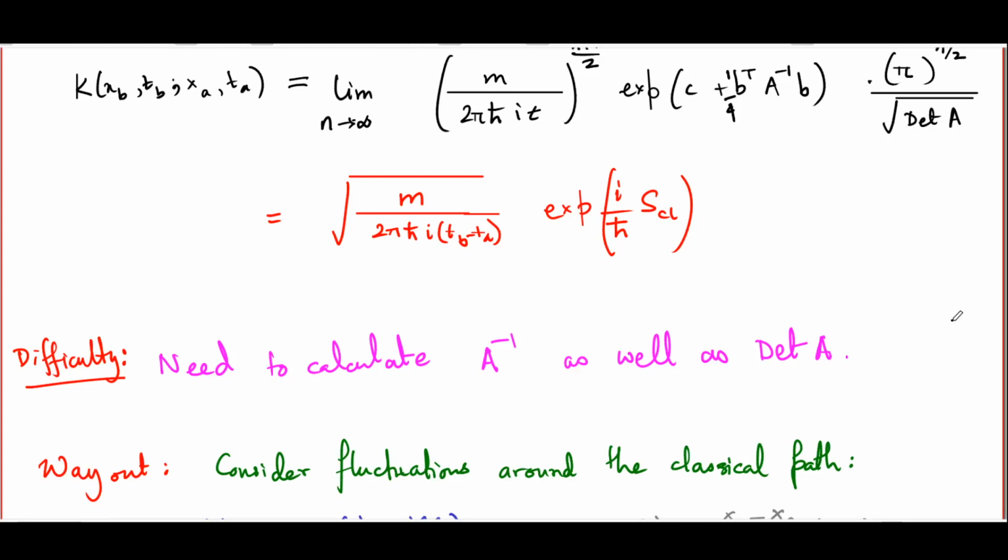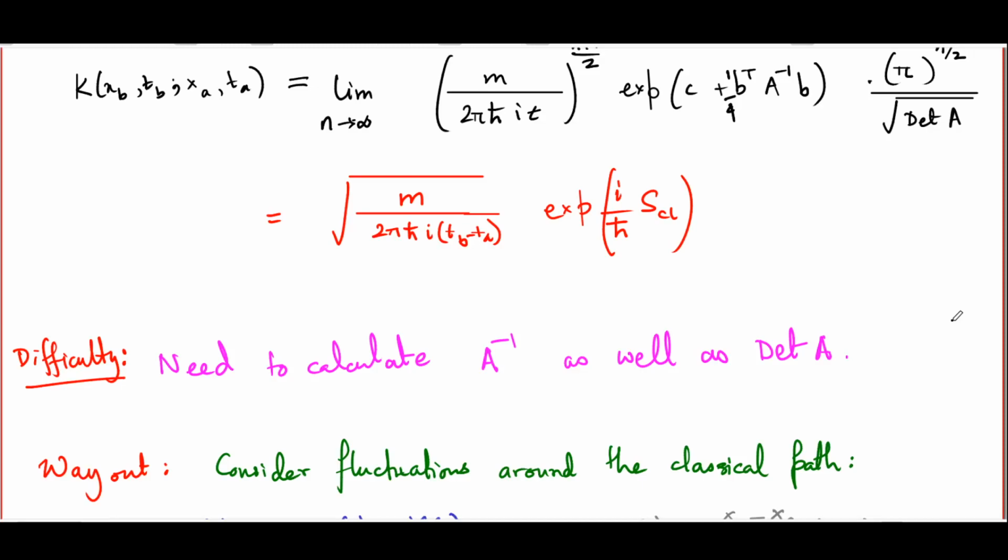In order to do this, we will do something which is actually suggested by the final result. Note, we were integrating the exponential of i by h cross times the action for a given path over all possible paths, with a rather complicated integration measure and so on. But once we did the calculation, we ended up with exponential i by h cross times the classical action, that is the action for the classical path, times an overall factor. Now this actually should suggest the way forward.